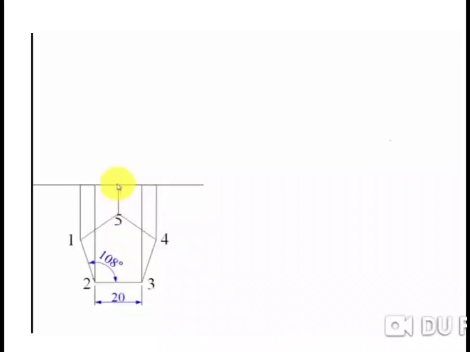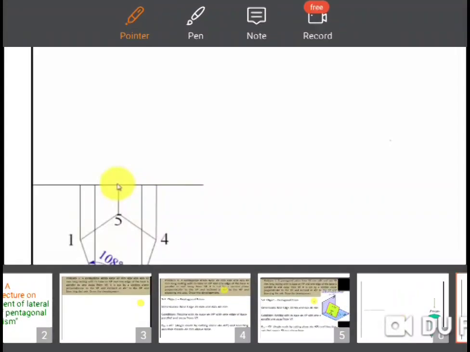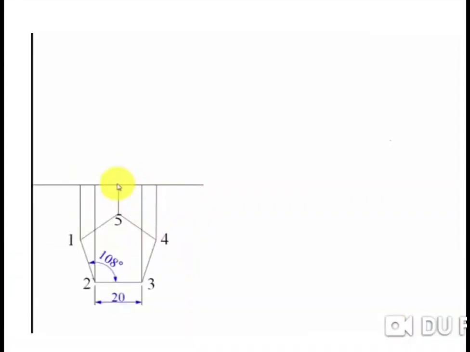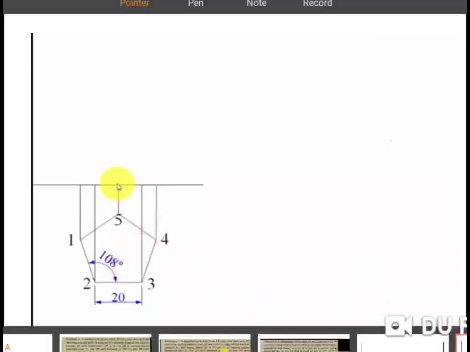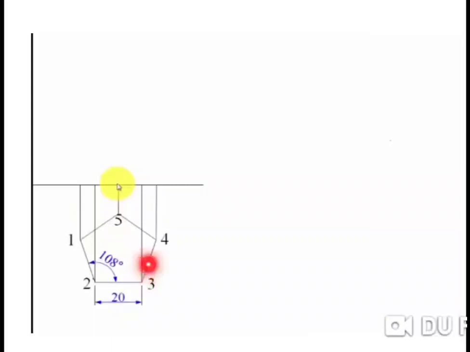First draw horizontal line 2-3 taking distance 20 mm. Then take a protractor, keep the 0 point here, take an angle 72 at the outside or 108 at the inside, mark one point, draw a line at this side. Keep the protractor, the 0 should be here, take an angle 72 degree, mark a point and draw this line.